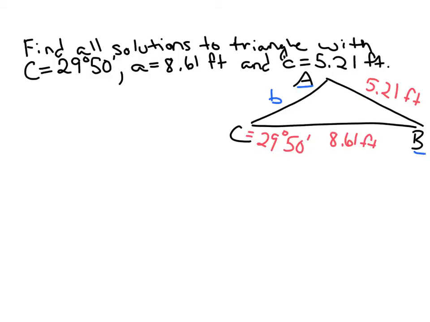I'm going to use side C and angle C, and then I have to set that equal to something where I know at least one of the quantities. Let me write down what we know. Sine of C, well, C is 29 degrees 50 minutes. We know side C. So we could set that equal to either sine of A over side A or sine of B over side B.